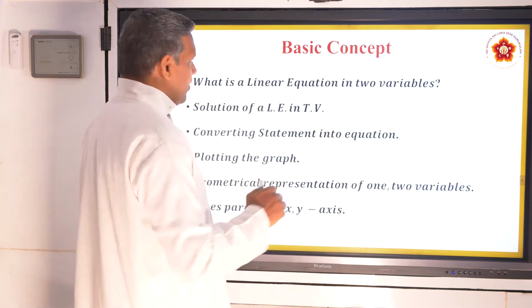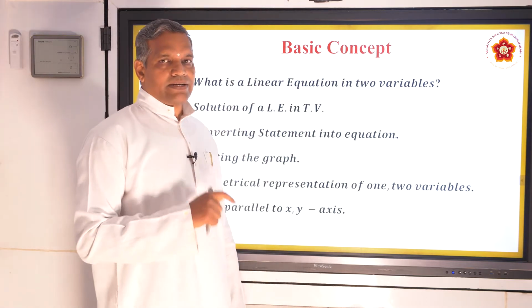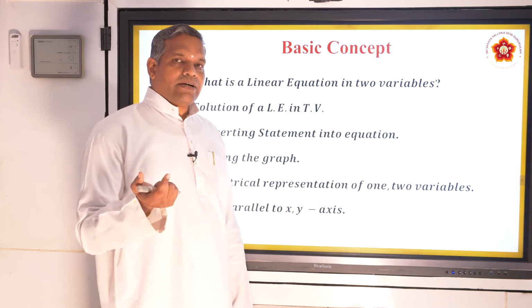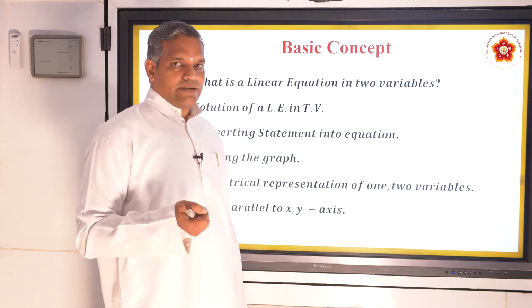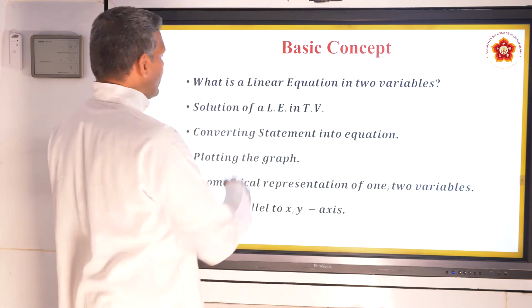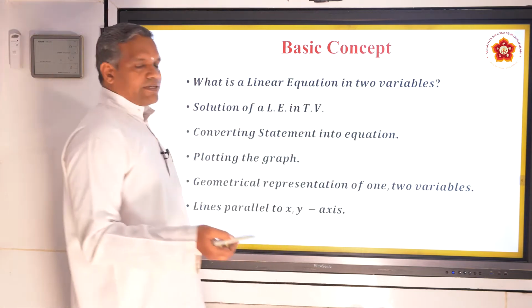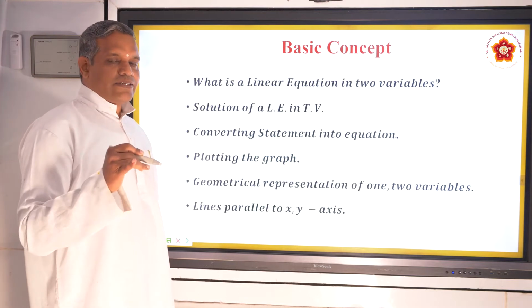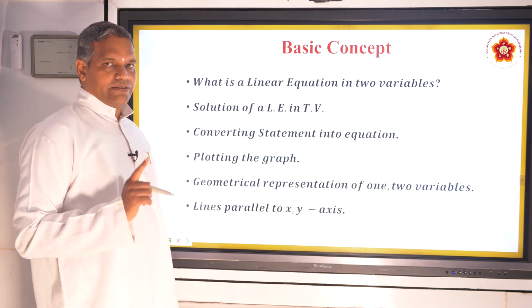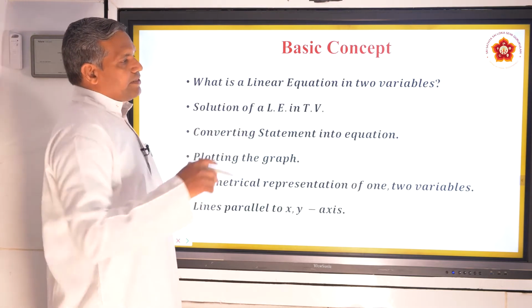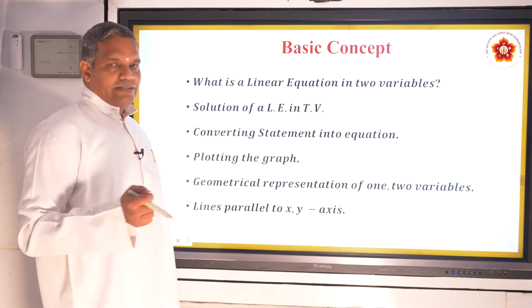Now, what are the things that you understand and learn in this video, and what are the things that you are asked to do at the end of this video? Let us look into the bullets. First bullet, what is a linear equation in two variables? That's the introduction that I gave. Linear stands for only degree of 1. Variables means there are two variables, that we take as x and y.